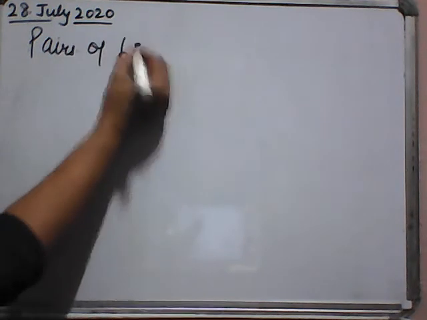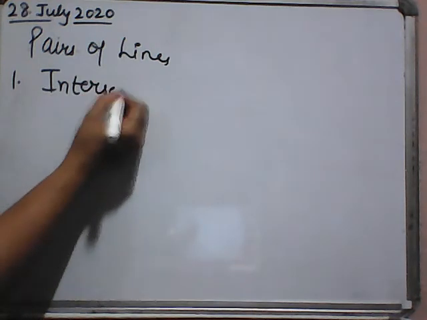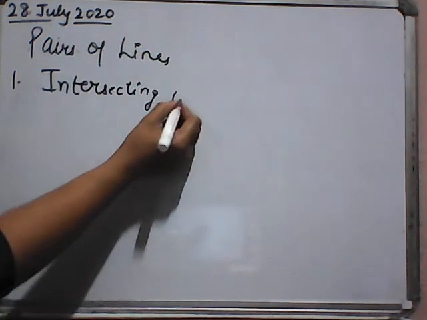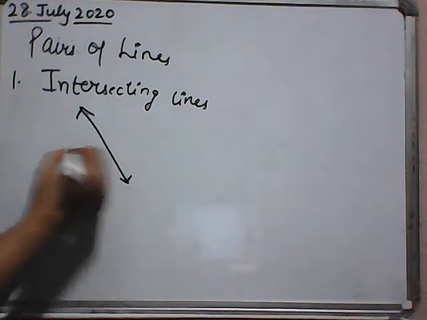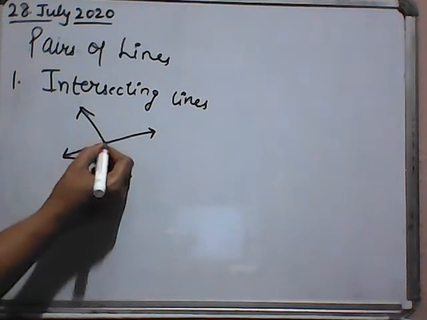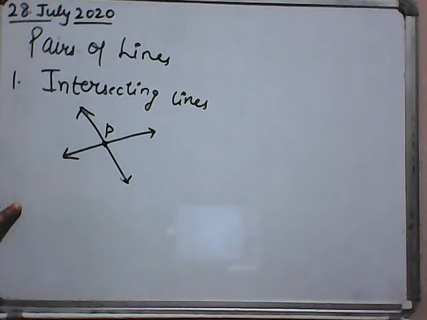Let's discuss some points related to pairs of lines. First one is intersecting lines. Two lines in a plane having a point in common are called intersecting lines, and the common point is called the point of intersection. Suppose these two lines intersect each other at a point P, then this point is known as the point of intersection, and these two lines are known as intersecting lines.